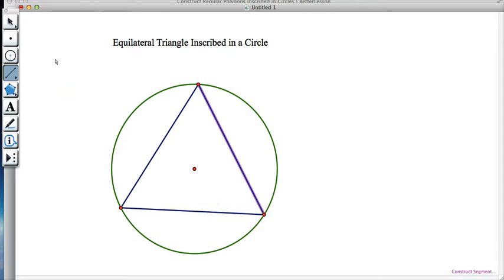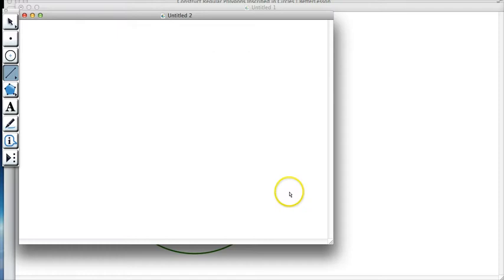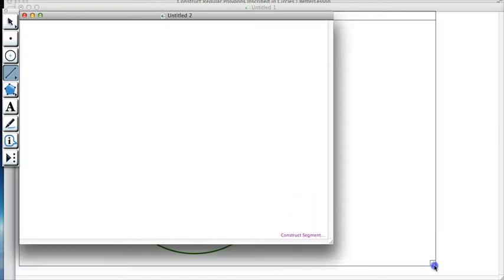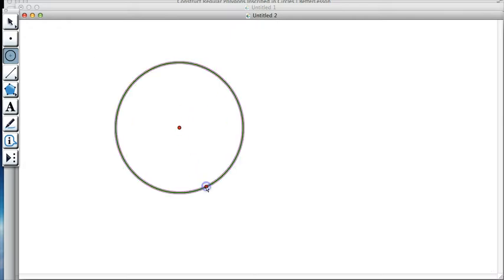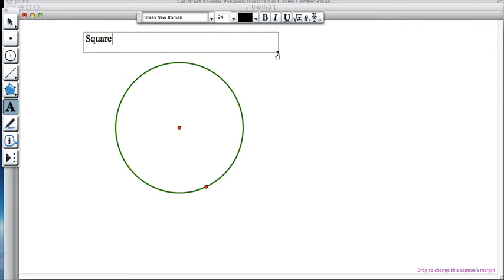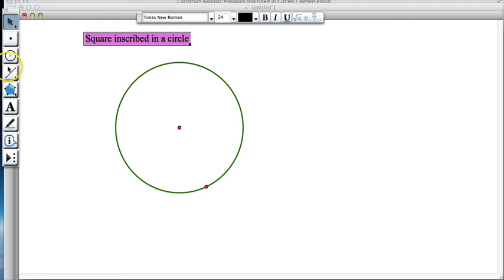Okay, next we'll be creating the square inscribed in a circle. So I'll start again with the circle. Give this some labeling just so we know what we're doing. And my approach to that is going to be similar to the last construction that we did. So I can take this point and again rotate it around the center. So let's select the center as the center of rotation.